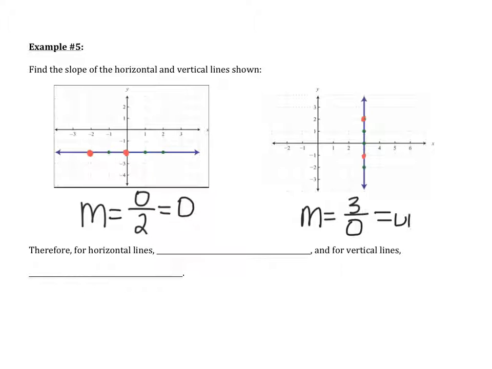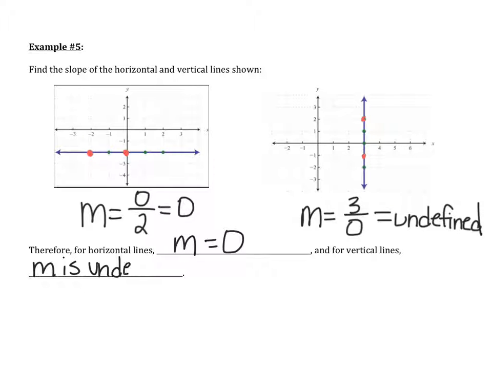You cannot, I repeat, you cannot divide by 0. If you typed 3 divided by 0 or any number divided by 0 in your calculator, you would get an error. Literally, you cannot divide by 0. So the slope of a vertical line is undefined, meaning there is no slope, which is not the same thing as 0. It just literally means there is no slope. Therefore, for horizontal lines, the slope is 0. And for vertical lines, slope is undefined. That's literally what you would write for the slope of a vertical line. You would write the slope is undefined, or m is undefined.